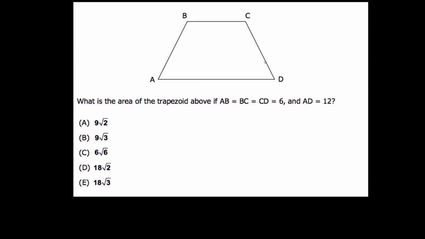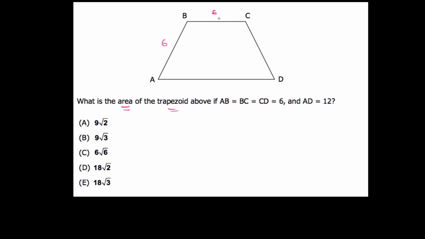You are given a trapezoid ABCD. The question says, what is the area of the trapezoid above, given that AB equals BC equals CD equals 6? That is AB, BC, CD, they all have equal length of 6.